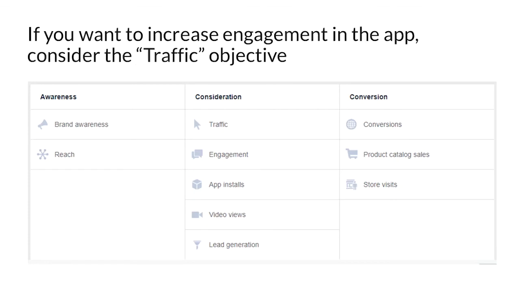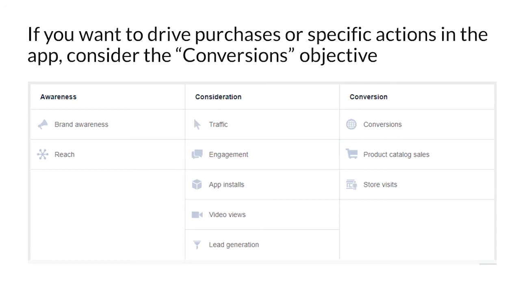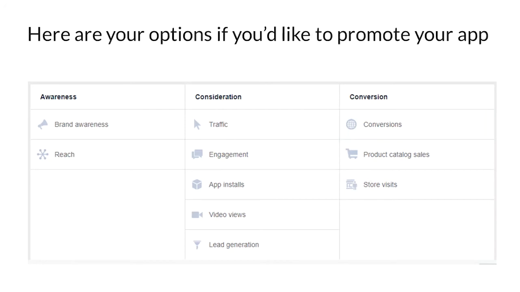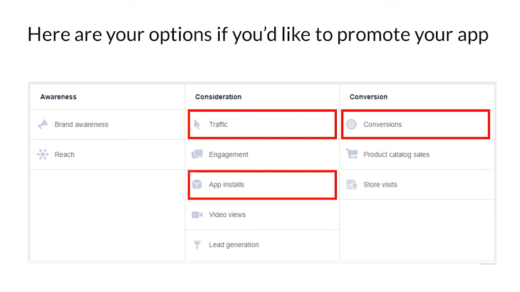Now, let's say you have an audience who's already using your app. If you want to get more people to engage in the app, you are going to select traffic as the campaign objective. Finally, if you want people to take specific actions in your app, for example, if you want them to make in-app purchases, then you would select conversions as the campaign objective. Just to sum up, you can use either app installs, traffic, or conversions as the campaign objectives to promote your app.